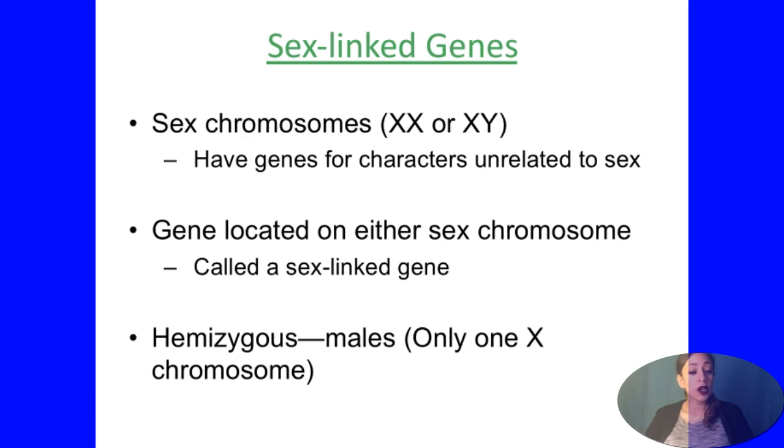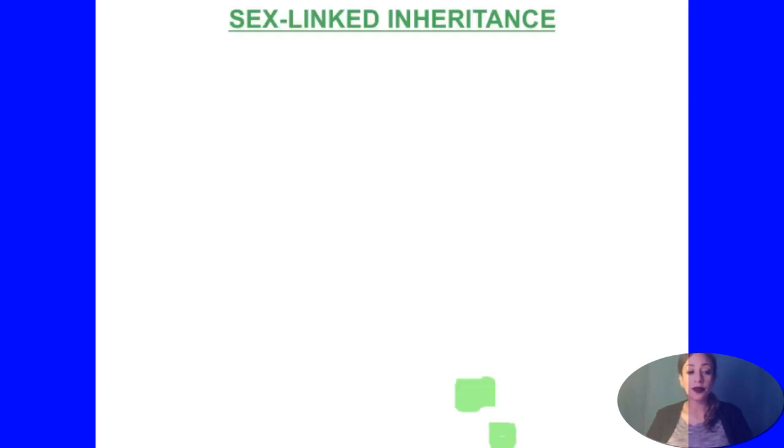Sex chromosomes are going to be XX or XY if you're a male. If it is considered sex-linked, that's just saying that it's actually carried on one of those sex chromosomes, either X or Y itself. A male is considered to be hemizygous because they only have one X, hemi meaning one.